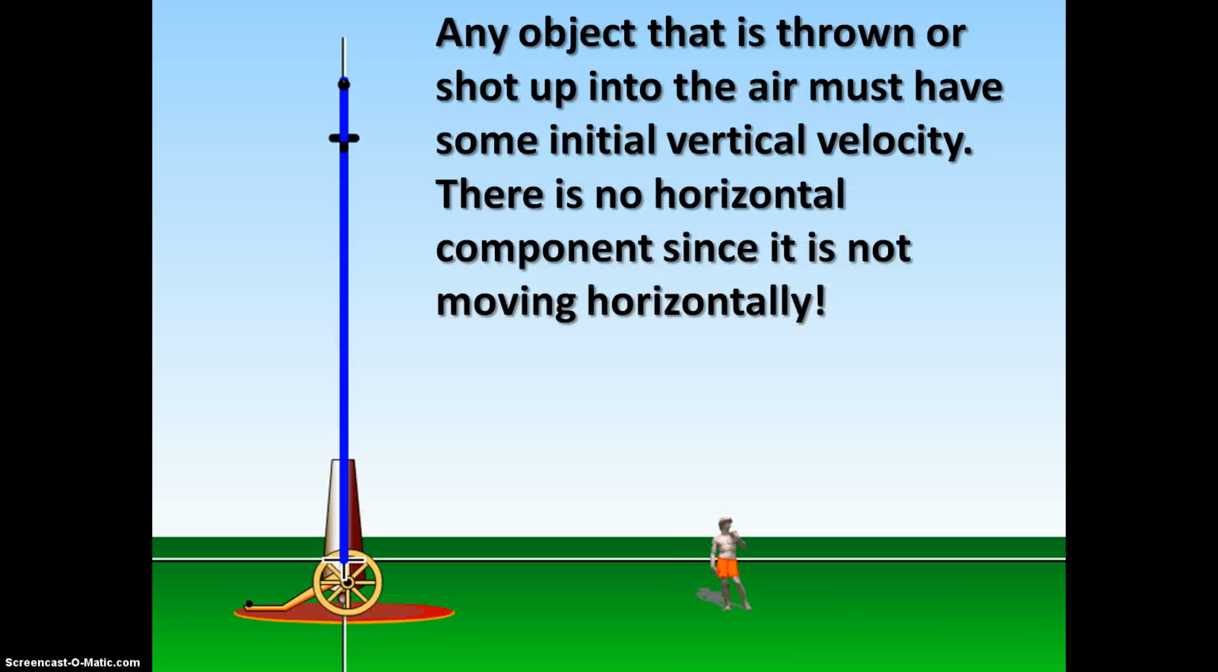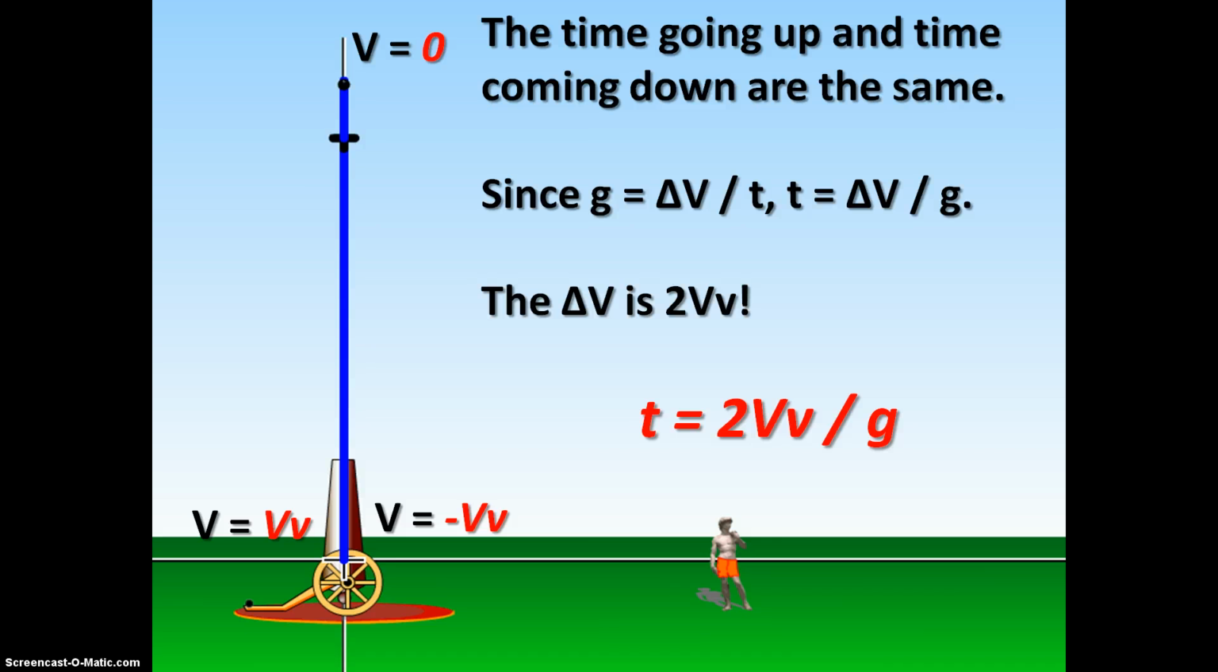So again, any object that is thrown or shot up into the air must have some initial vertical velocity. There's no horizontal component since it's not moving horizontally, so the only component is vertical. The time going up and the time coming down have to be exactly the same, as long as it lands in the same spot. And for all purposes, that's pretty much the cases that we're going to deal with.